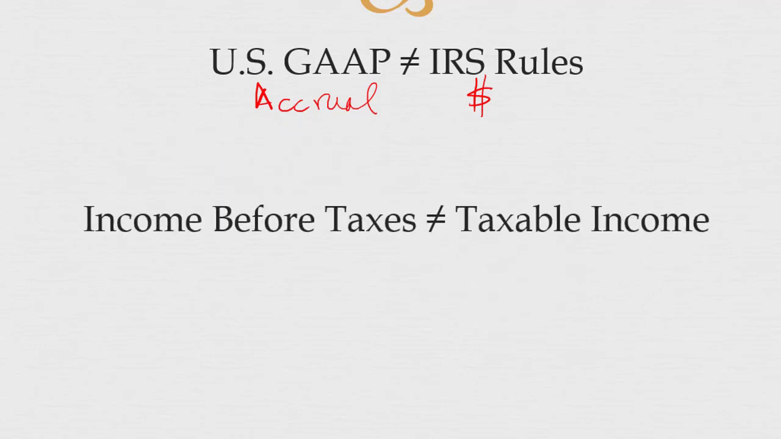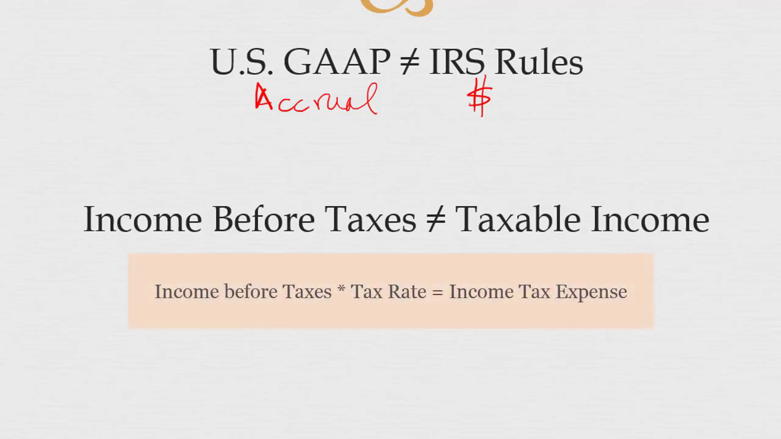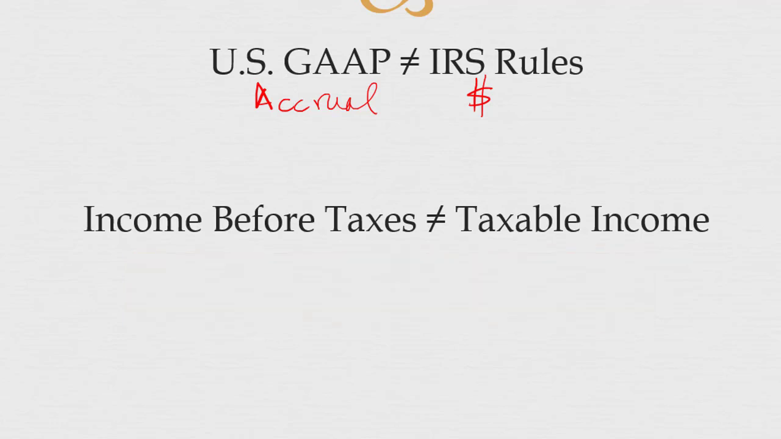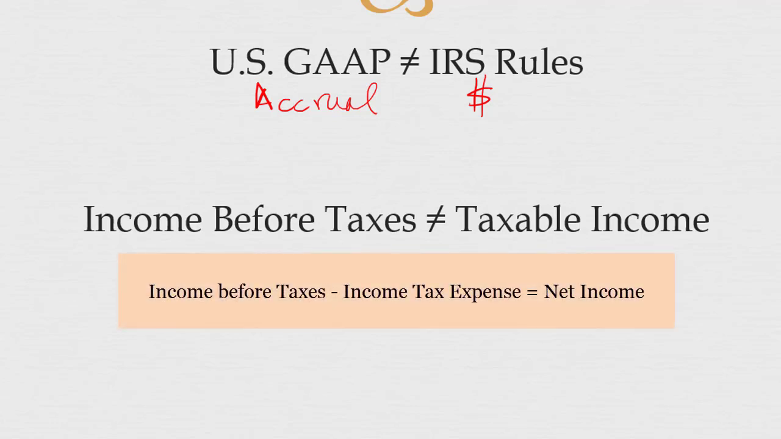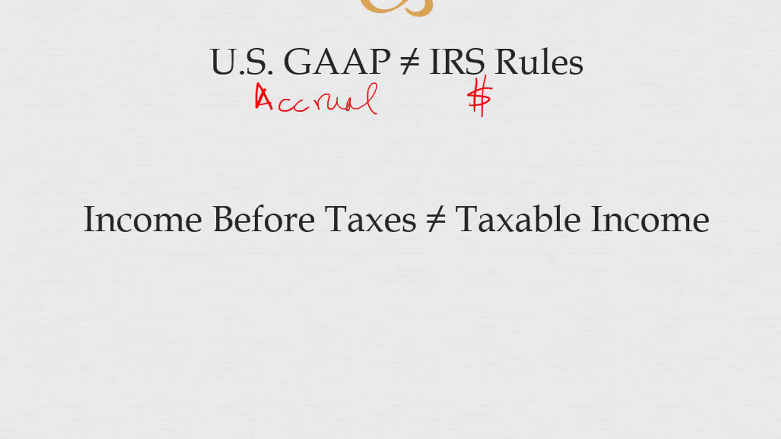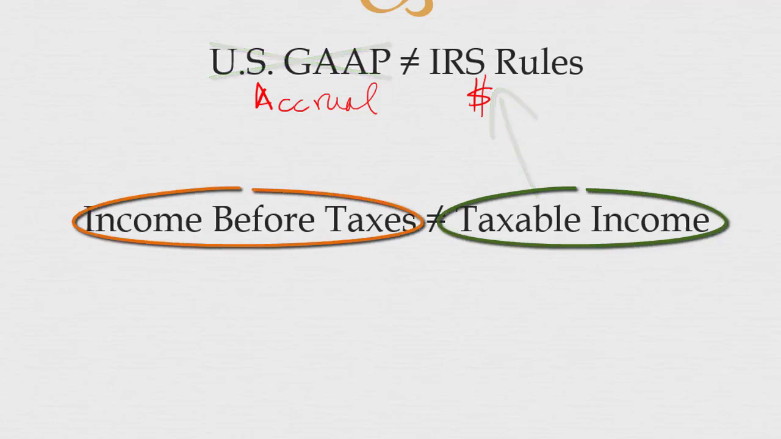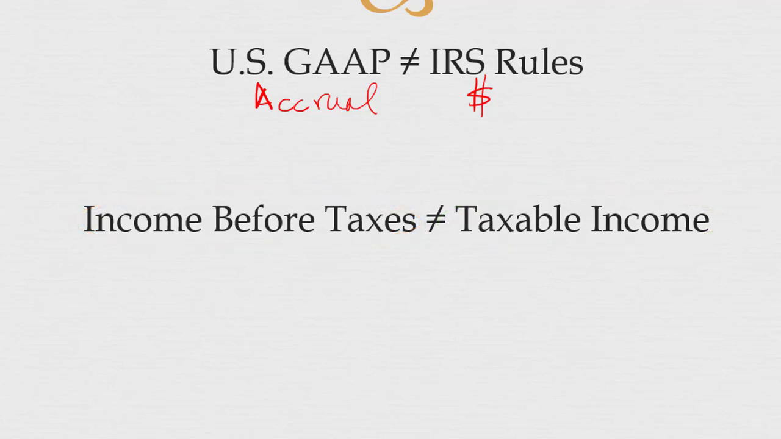Next, income before taxes is not equal to taxable income. Now, in a lot of the examples and projects that we do in my class, we start with income before taxes, multiply it by a tax rate, and that's income tax expense. And once I have that income tax expense number, I can take income before taxes minus income tax expense and get to net income. That makes a lot of sense. But that's not really how we determine what we owe to the government, because taxable income is based on those IRS rules and tax law, not GAAP. So these two numbers are very different, and they lead to different income tax.